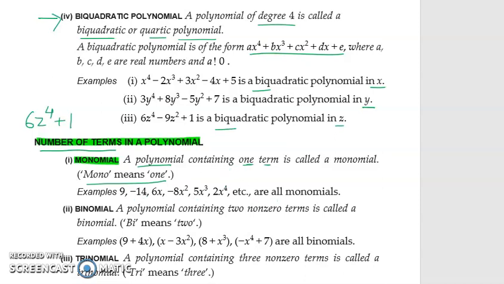Similarly, now you have the binomial. Bi means 2, students. A polynomial containing two non-zero terms is called a binomial. I'm highlighting it so that it will be easy for you to remember. All this hard work is for you, so that you don't miss your studies, you don't miss your math, students. Examples: 9 plus 4x, x minus 3x squared, 8 plus x cubed, minus x^4 plus 7.